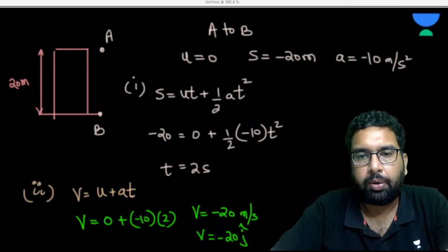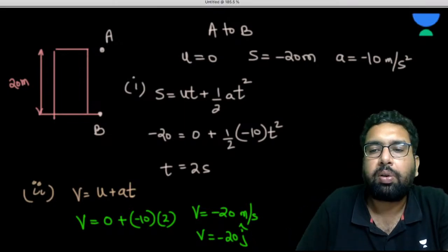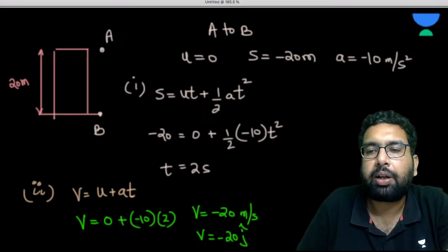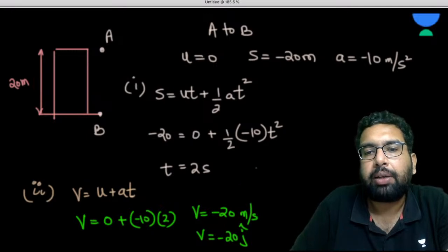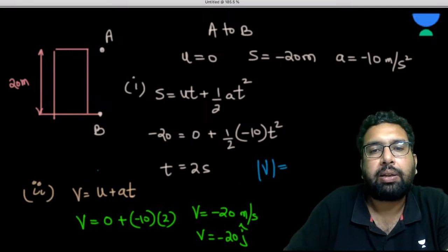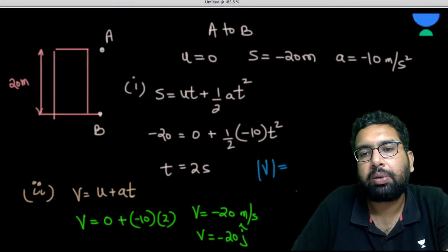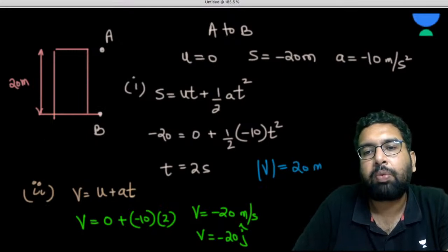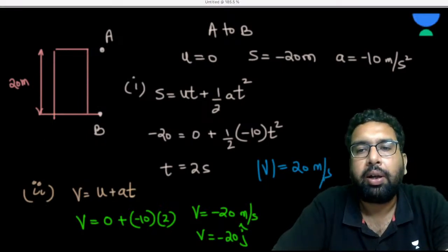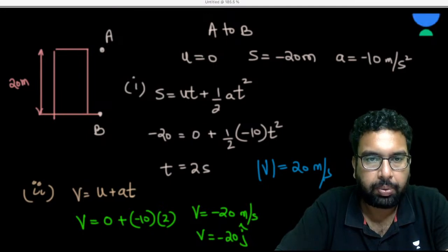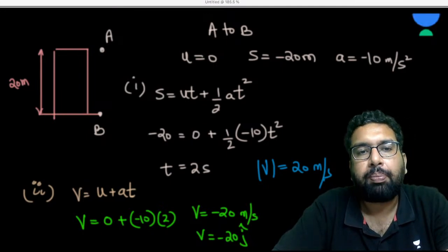Okay, so what is the speed? Speed is obviously the magnitude of velocity. That means what we are going to get is 20 meter per second. So at what speed is it going to hit the ground? It is going to hit the ground at a speed of 20 meter per second.